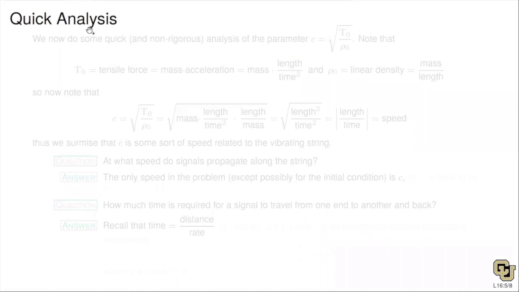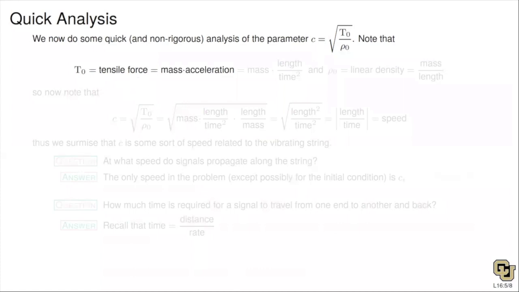Okay, so finally here, let me do some quick and non-rigorous analysis of this c squared term. In our wave equation, we have this term c squared, which is T naught over rho naught. T naught is the horizontal tensile force, the tension, and rho naught is the linear mass density. Let's figure out what C is by doing a very simple unit analysis. The force, as you know, is mass times acceleration. Acceleration has units of length divided by time squared, like meters per second squared.